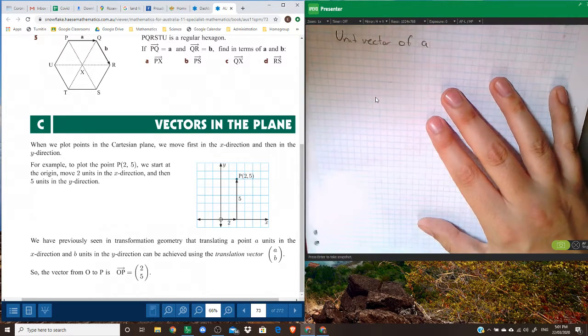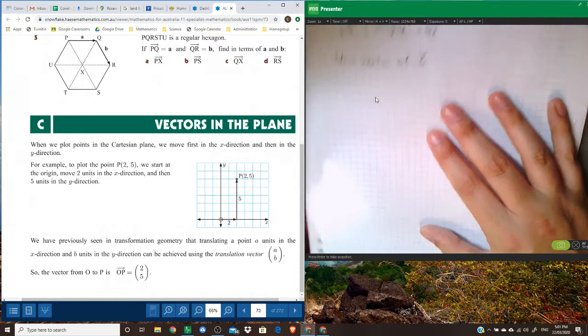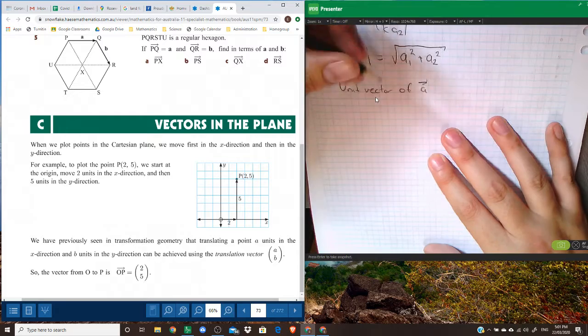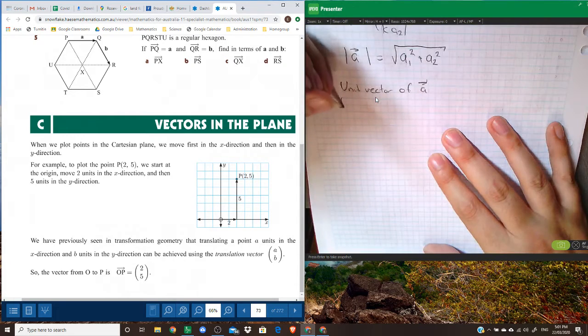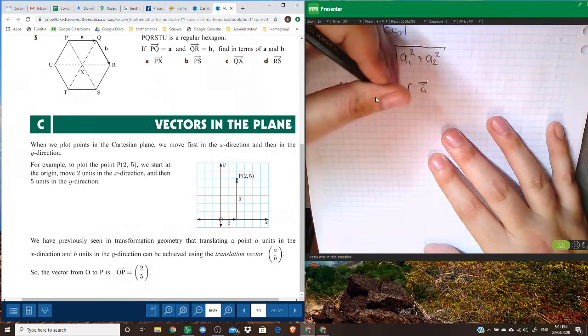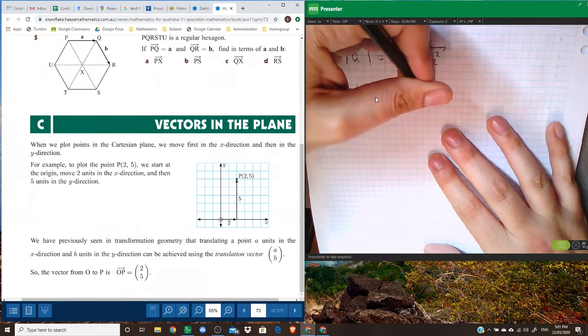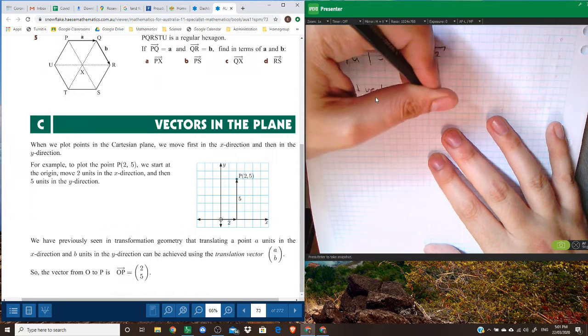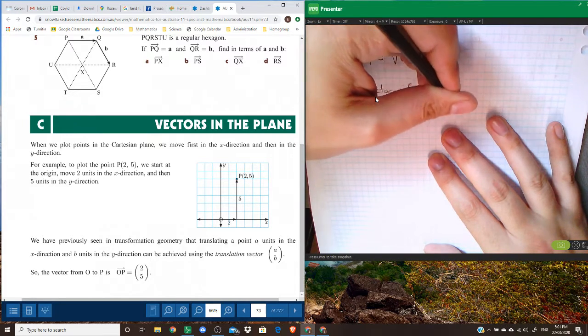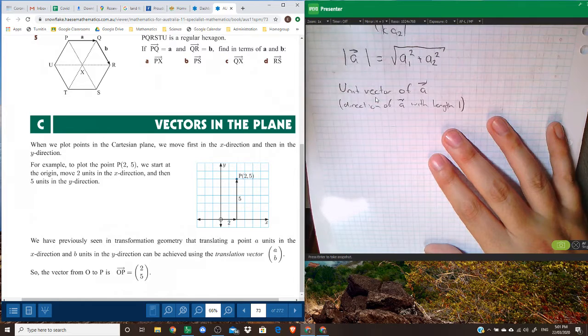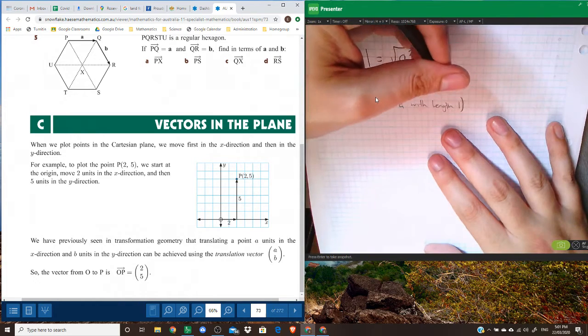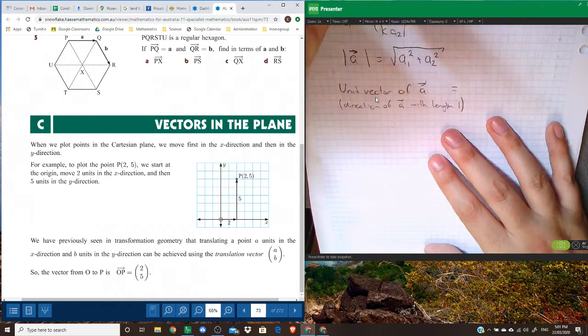So the unit vector of A. What if I want to work that out? I want a unit vector that has the direction of A with length 1. And that's scalable, because this is why we do it. But I'll explain. How do we do this?